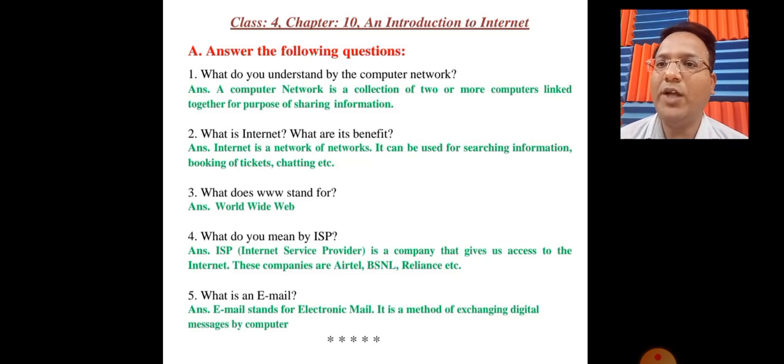So the question answers are: first question, what do you understand by a computer network? A computer network is a collection of two or more computers linked together for the purpose of sharing information. Suppose we attach one computer to many computers, then it makes a computer network. By computer networks, we can share information from one computer to another computer. Now, what is the internet? What are its benefits? The internet is a network of networks. It can be used for searching information, booking tickets, chatting, etc.